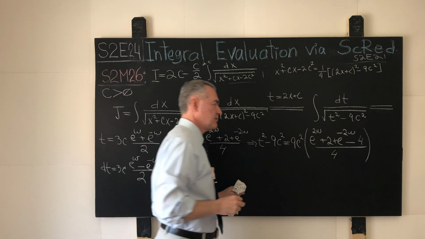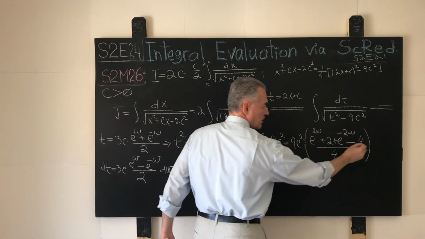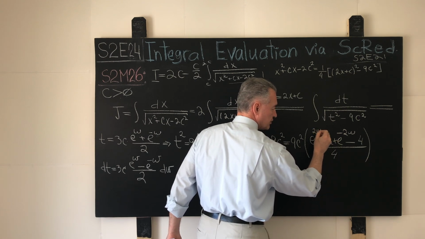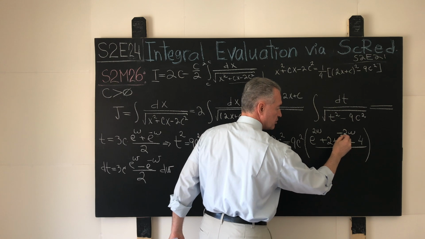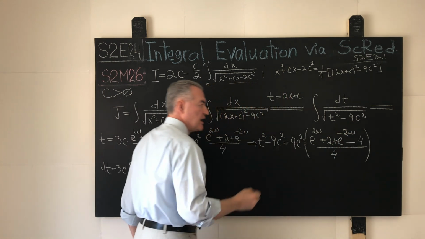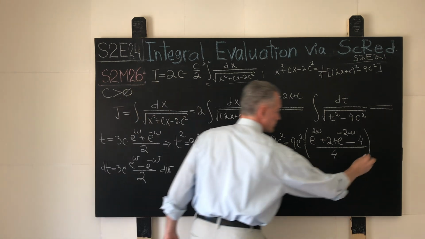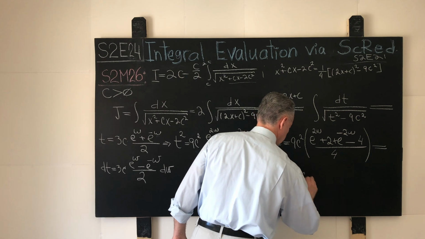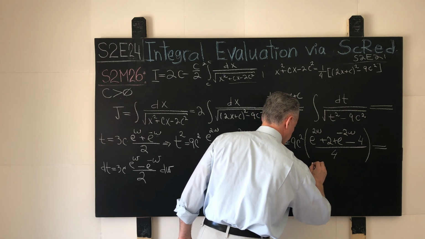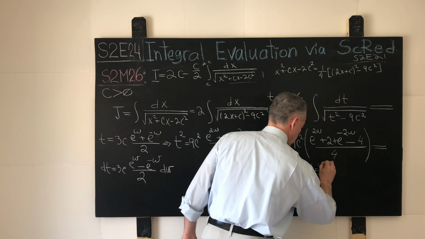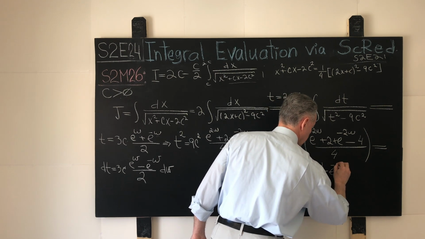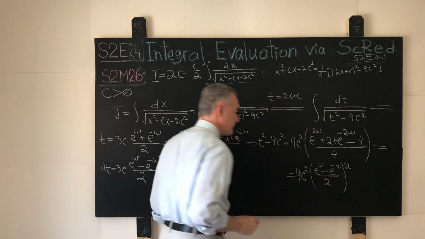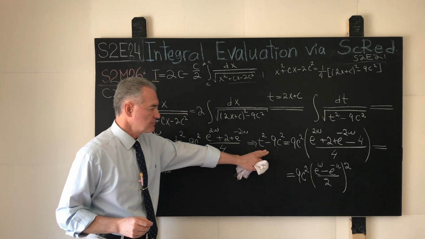Now, what do we see? What is the magic over here? Plus 2 minus 4 will be negative 2, and e to the power 2w minus 2 plus e to the power minus 2w is what? A perfect square. Exactly. Let's write it down here. It is equal to 9c squared times (e to the power w minus e to the power minus w) over 2, squared. You see how beautiful these things fall out?